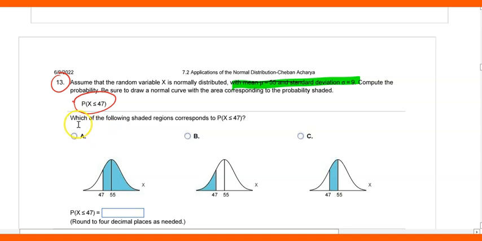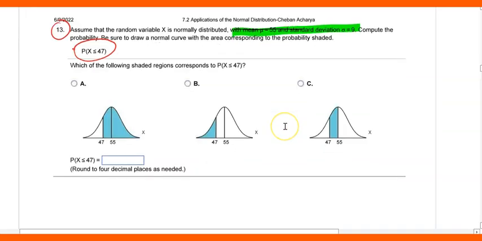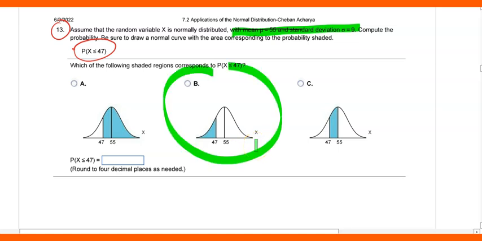For the first part, which of the following shaded regions represents the probability of x less than or equal to 47? Obviously you can see that graph B represents the probability of x less than or equal to 47, because this shaded area is less than 47. Now find the probability of x less than or equal to 47.